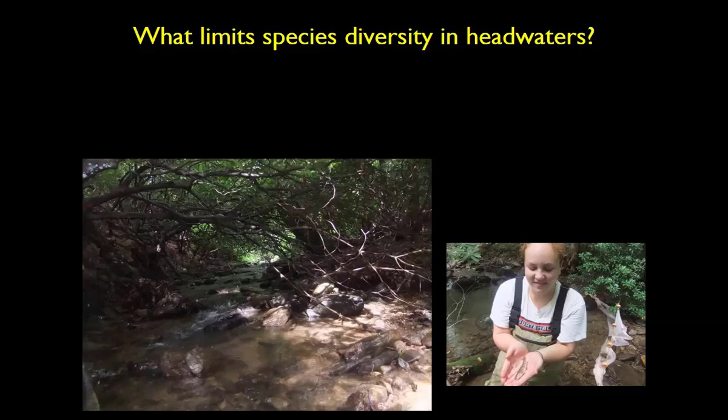But what is it about streams like this that make it hard to live? Why do we have low species diversity in the headwater sections? So cold, temperature will have a role. High flow rate, yeah, it could be difficult to live if it's moving really fast. So both of those are true.